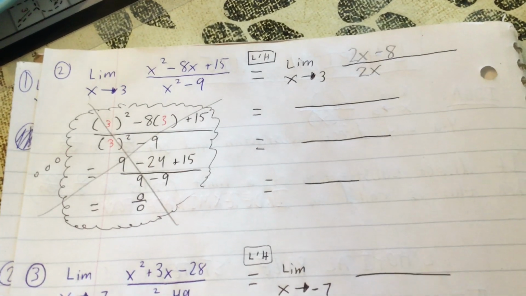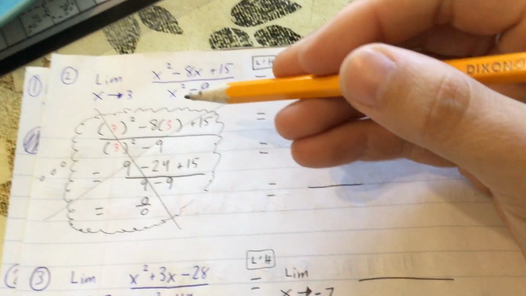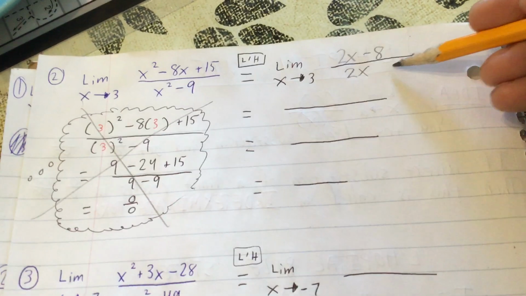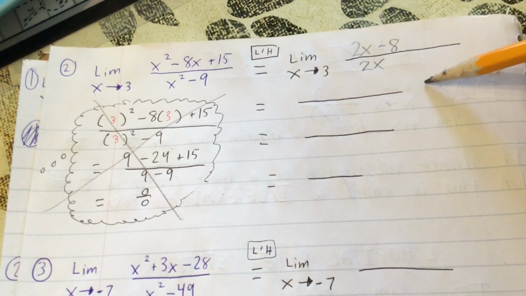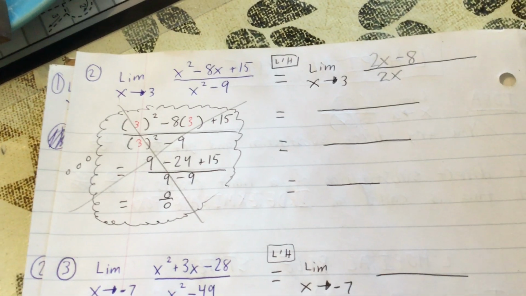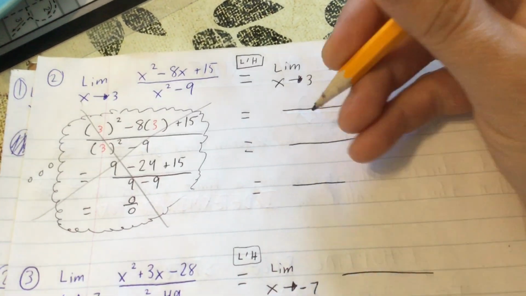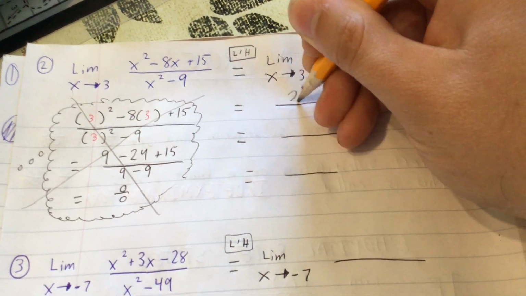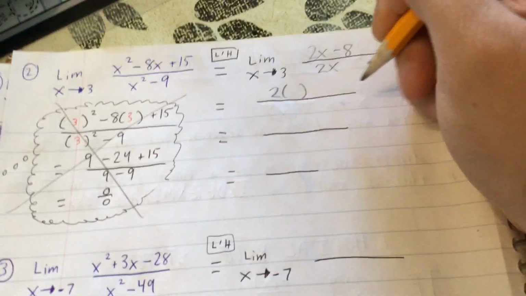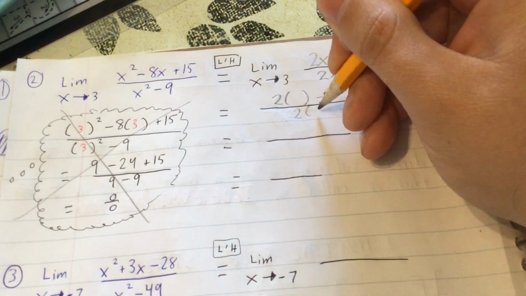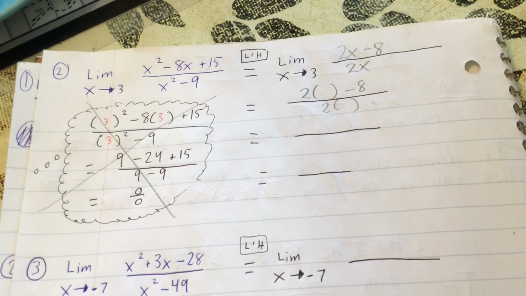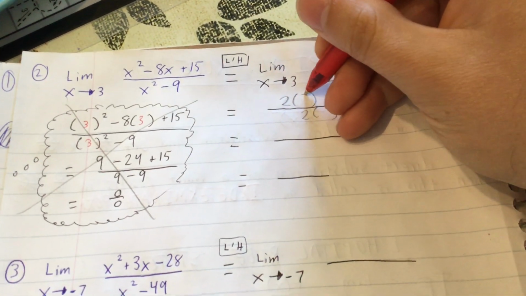So the derivative of x squared is 2x. The derivative of negative 9 is just 0. Now, is it legal for me to plug in x equals 3? Yes. So I'm going to plug in 2 times blank minus 8 over 2 times blank. So now what goes in the blank? The 3.